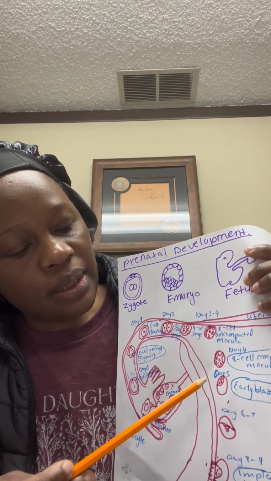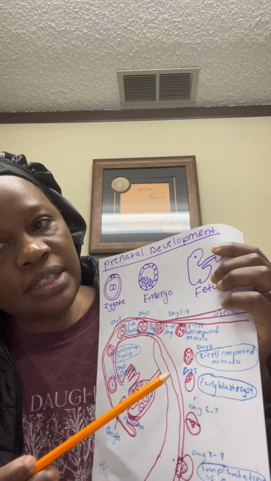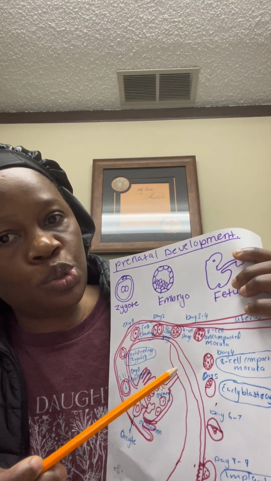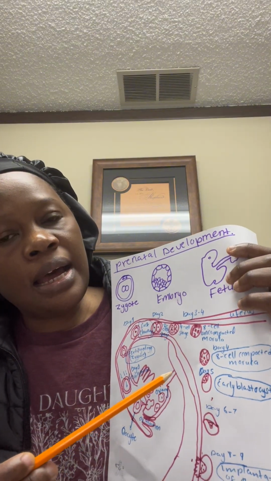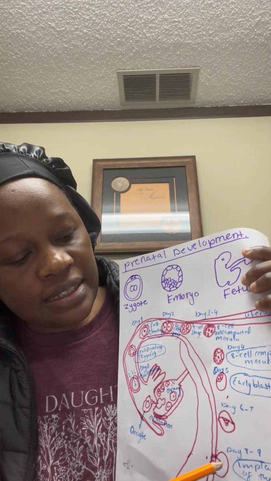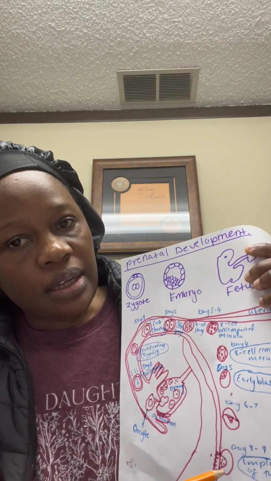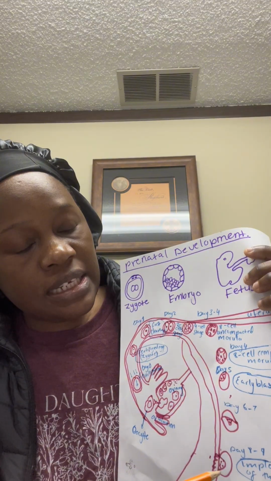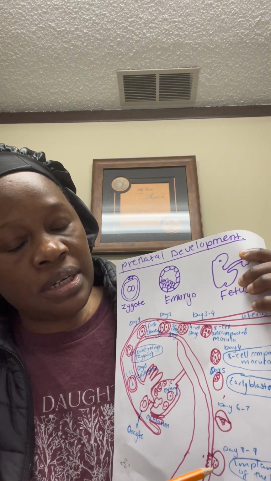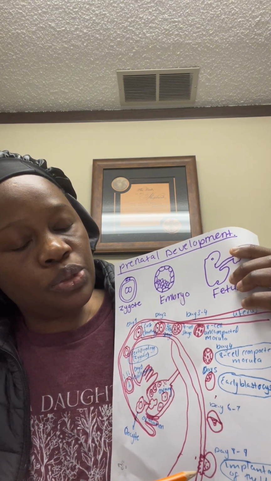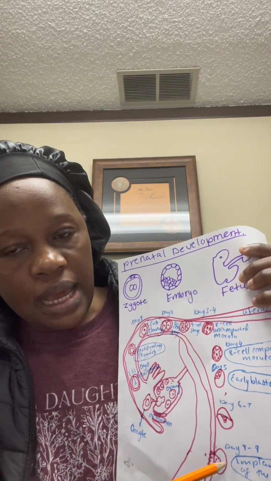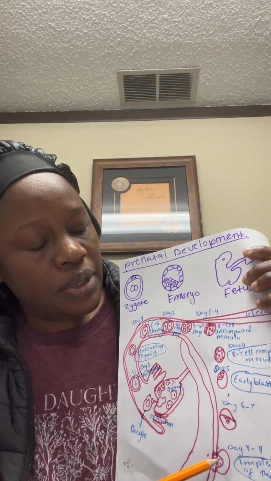Then the blastocyst forms, and it divides into 2. The outer layer becomes the placenta, and the inner layer becomes the embryo. And then the last stage is implantation, when the blastocyst embeds into the uterine lining. That's what happens in the cellular progression.